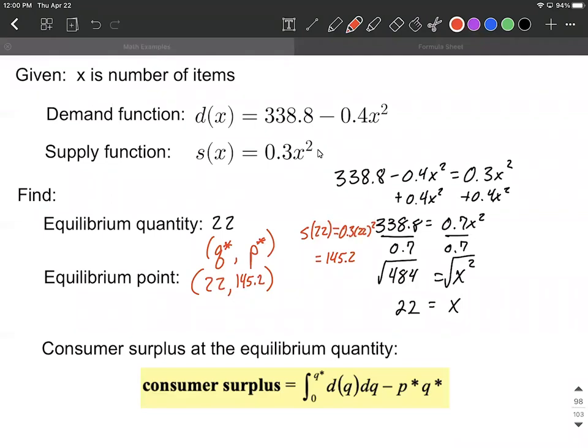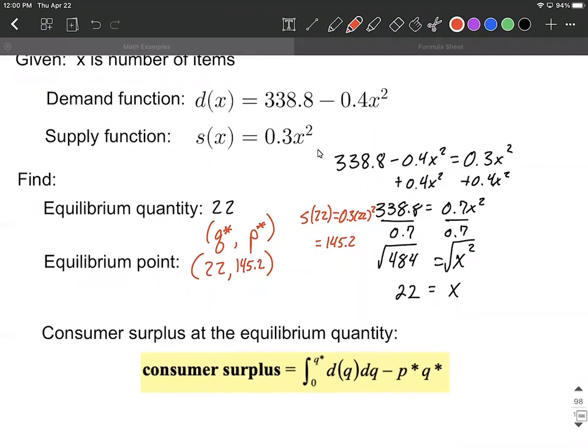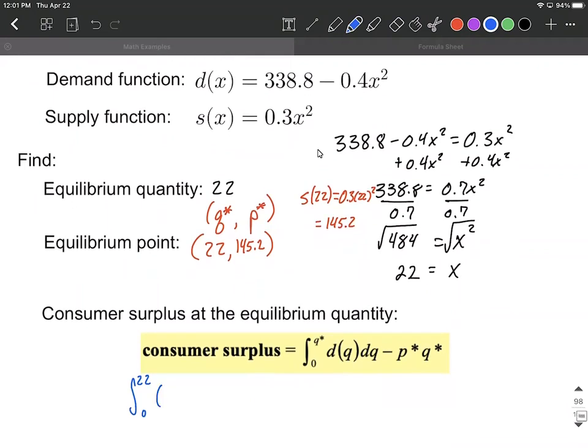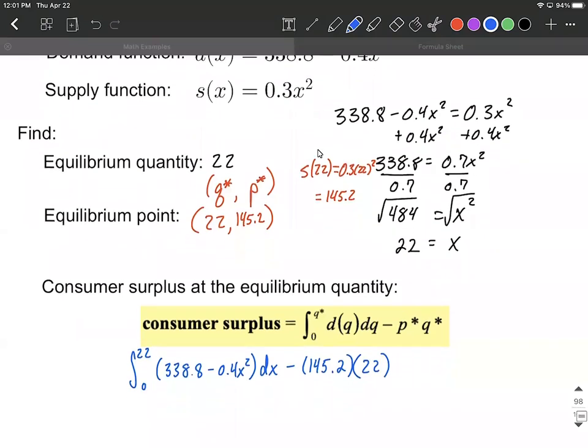All right, next up, let's use this information and set up our consumer surplus equation. So we want to find the integral between 0 and 22. And then we're going to copy down d of x down here. So that's 338.8 minus 0.4x squared. This will be integrated with dx, minus, now we want to say p star, which was 145.2, multiplied by 22, q star. That's our equilibrium point, p and q.